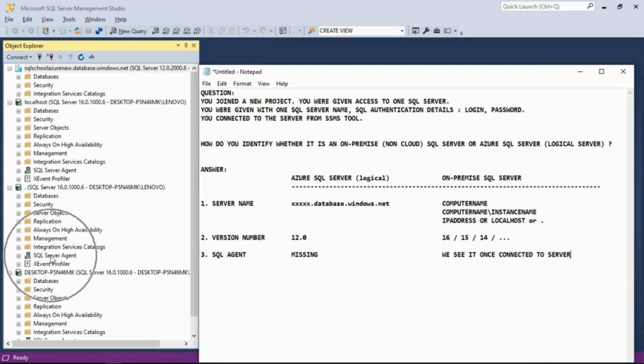Are we getting it, please? Yes. Perfect. Number 4, one more thing: the management folder. It went missing here, whereas we see it once we are connected to the on-prem server. In the same way, replication is missing here.